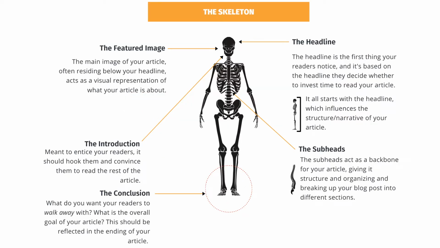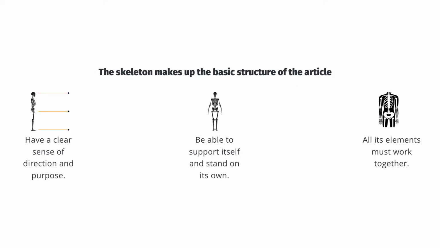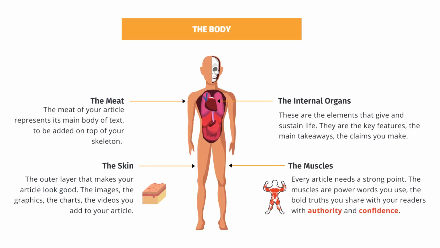Lastly, we have the conclusion, also known as the call to action if your article is trying to inspire action. The ending, most of all, has to enhance the introduction, tie it all together, and provide one last piece of actionable advice or motivational phrase that empowers your readers. An article skeleton ensures that your blog post has a sense of direction and purpose, that it's structured in a way that can support the main idea, and that the main elements work together to form a coherent piece of writing.